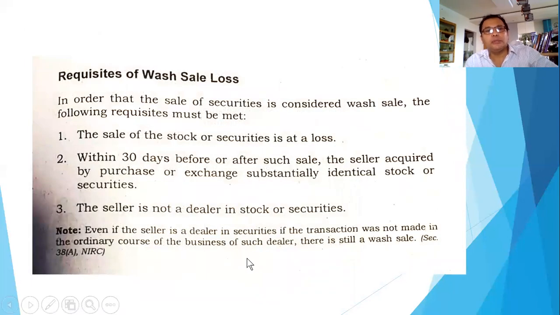So what are the requisites of a wash sale loss? Now, in order that the sale of securities is considered wash sale, the following requisites must be met. First, the sale of stock or securities is at a loss. Then within 30 days before or after such sale, the seller acquired by purchase or exchange substantially identical stock or securities. So the seller acquired after the sale, no? 30 days after. 30 days before or after. So it could be before or could be after.